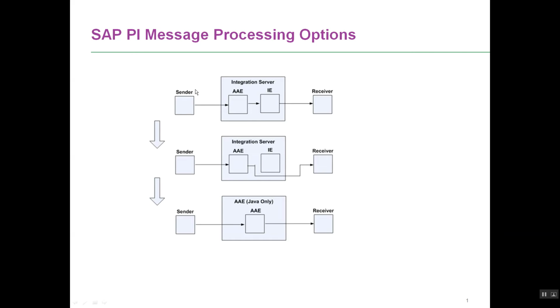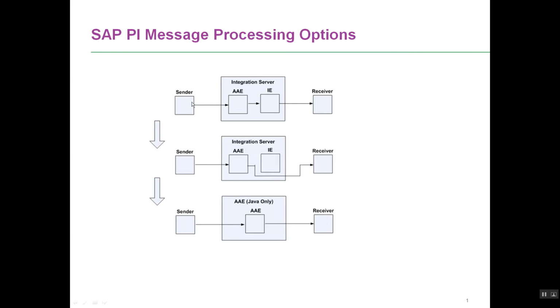What you see here on the first slide is a sender adapter and a receiver adapter. At the central component, you have the integration server, which in turn contains the advanced adapter engine, or the adapter engine, and the integration engine. So far, in all the 4 exercises that we've looked at, a file-to-file scenario, our file to IDOC scenario, our SOAP to RFC scenario, and our HTTP to SOAP scenario, all the messages were processed through this route.